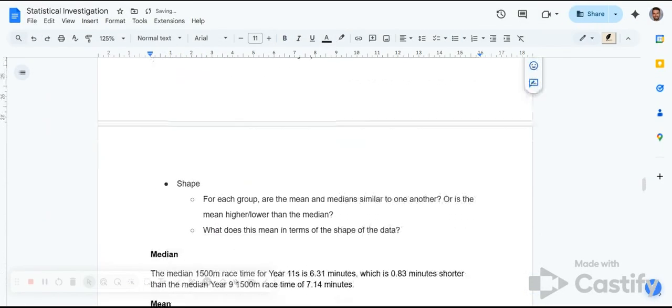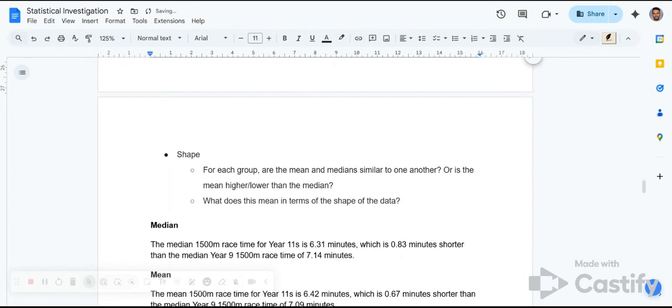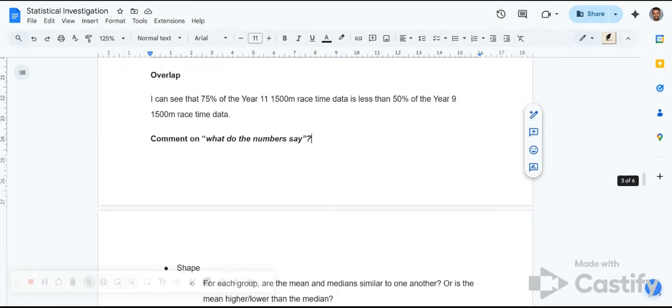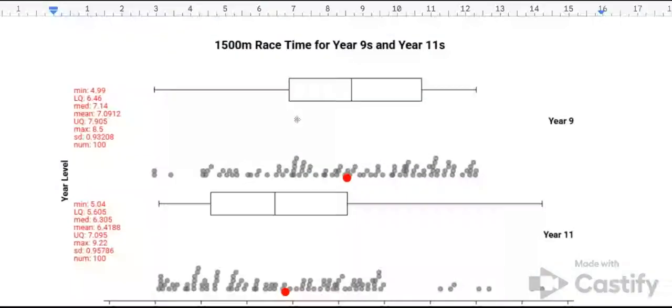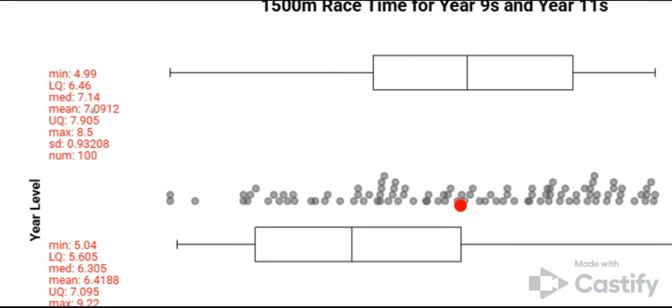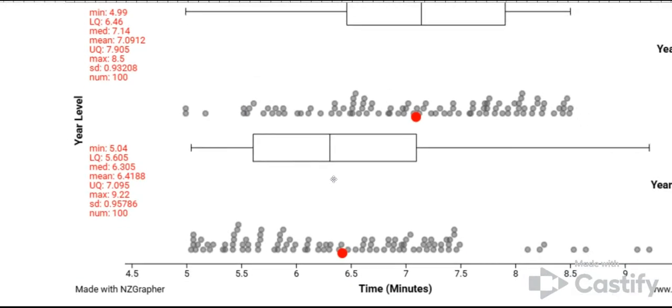And then the last one is to talk about shape. So for each group, are the mean and median similar to one another, or is one higher or lower? And what does this mean in terms of the shape of the data? So you can see visually that for Year 9s the mean is a little bit lower, but it's very, very similar. And then we can check that in the numbers and see that they're very, very similar. And for Year 11s, you can see visually that the mean is a little bit higher, or more obviously higher. And this is a little bit backed up in the numbers.